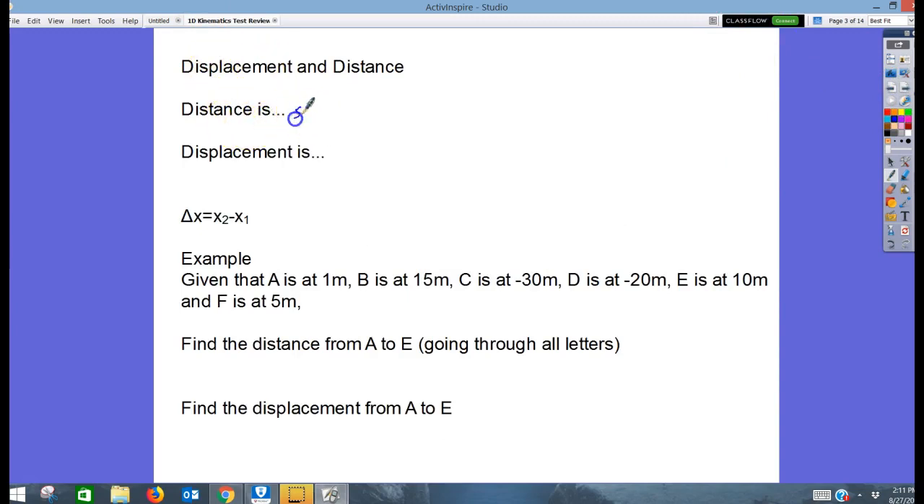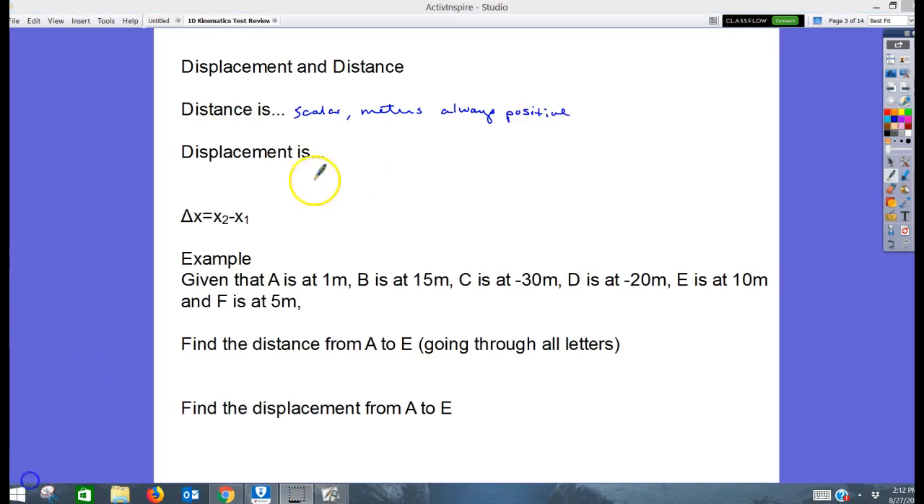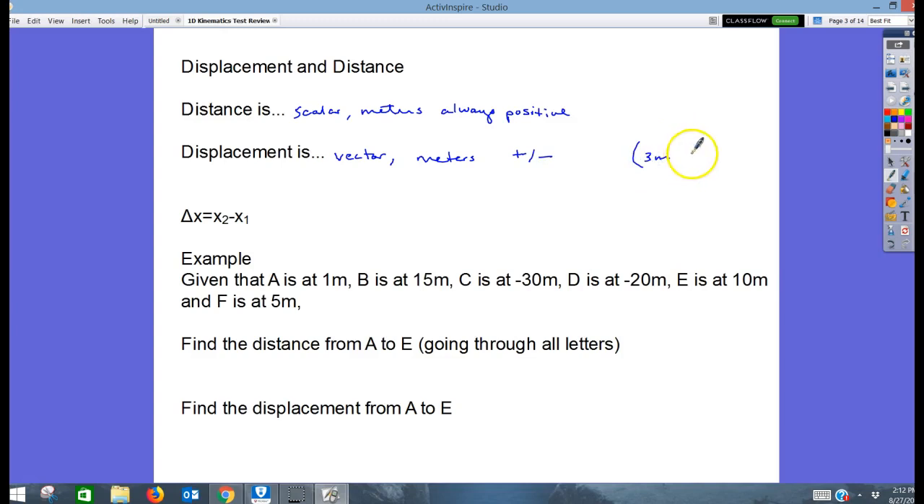Distance is a scalar quantity. It is measured in meters. It's always positive. Displacement, on the other hand, is a vector quantity. The direction of it matters. It is also measured in meters. And it's going to have either a positive or negative sign. Sometimes we just say 3 meters and not positive 3 meters. But if you're on a test and you're asked which of the following can be a displacement, it needs a sign to indicate the direction.